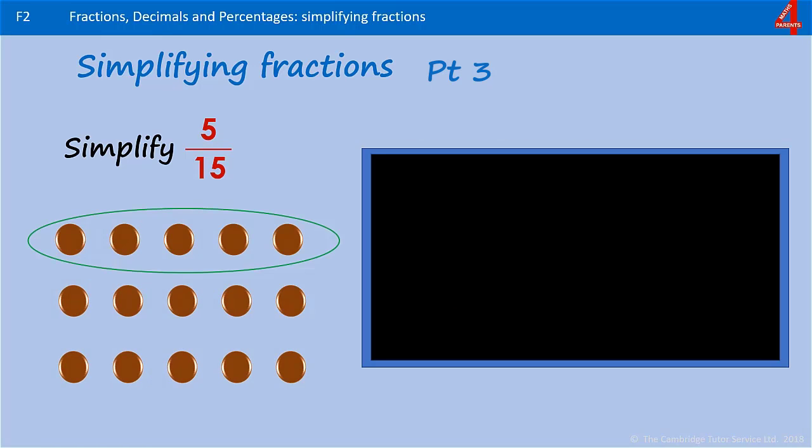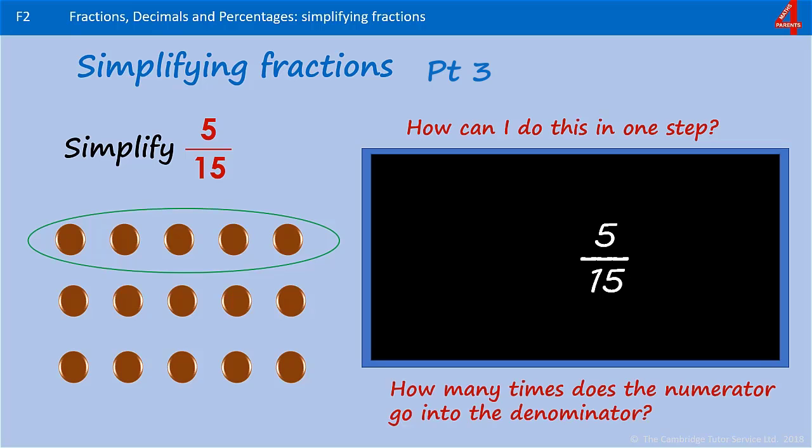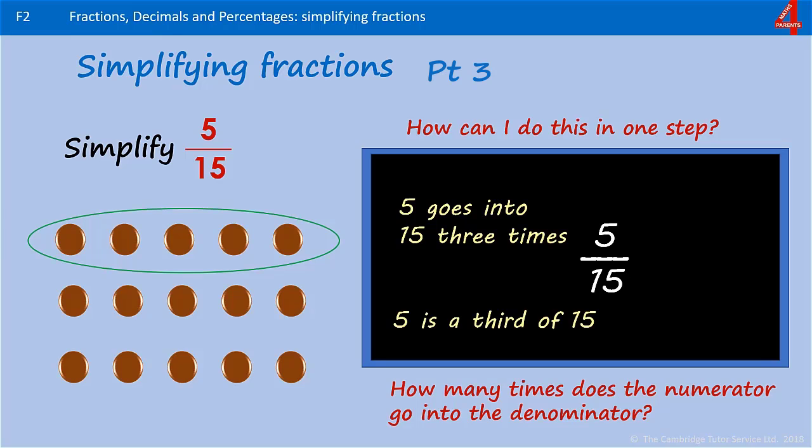Here we have 5/15ths. How can we simplify that in one step? How many times does 5 go into 15? 5 goes into 15 3 times, so 5 is a third of 15. If your numerator is a third of the denominator, the fraction is a third.